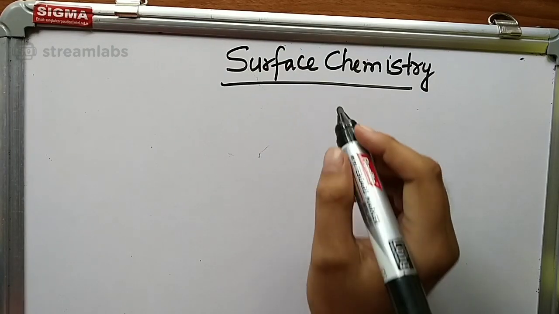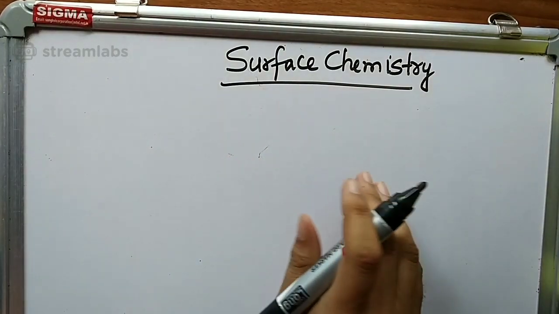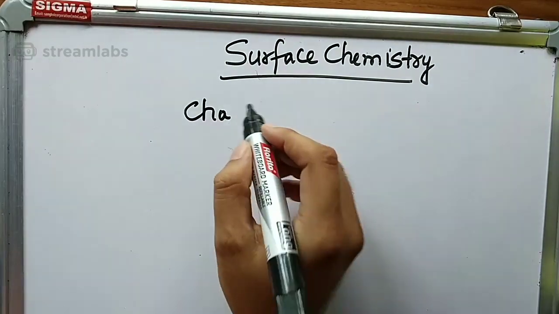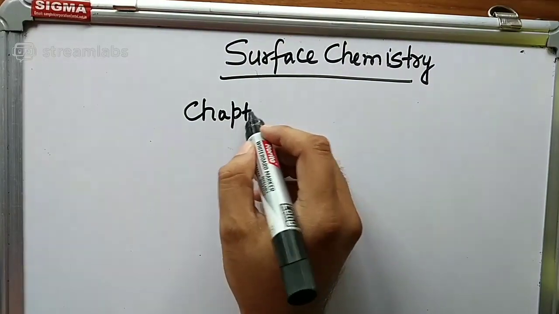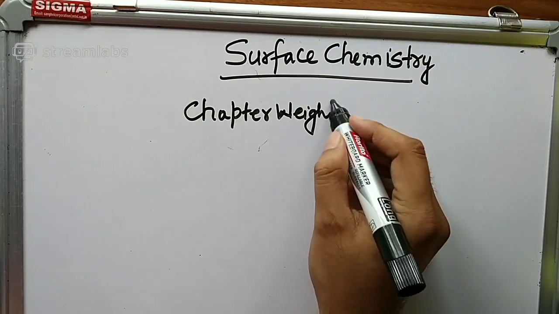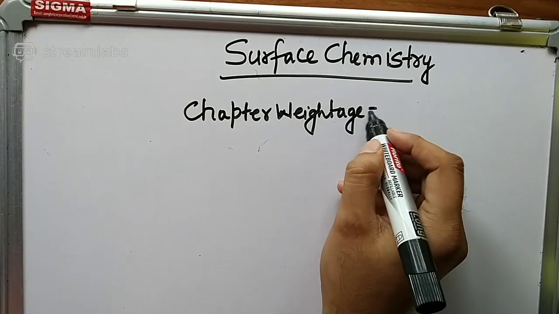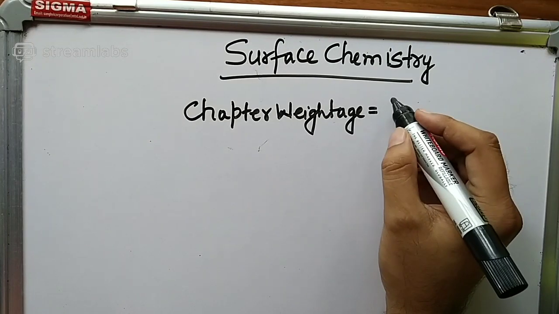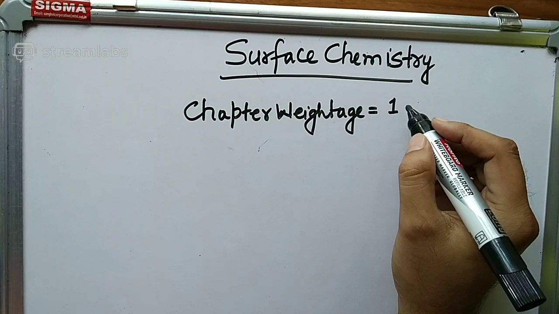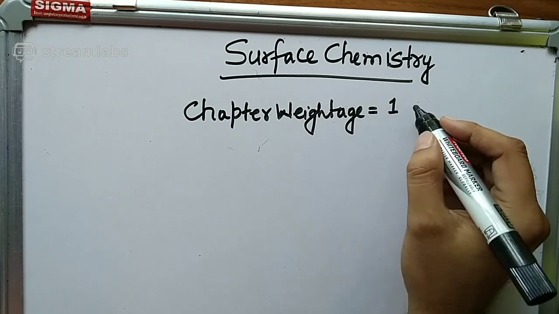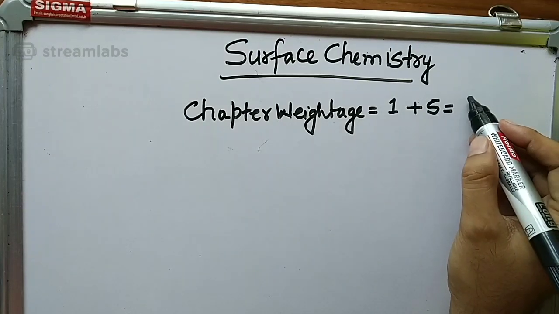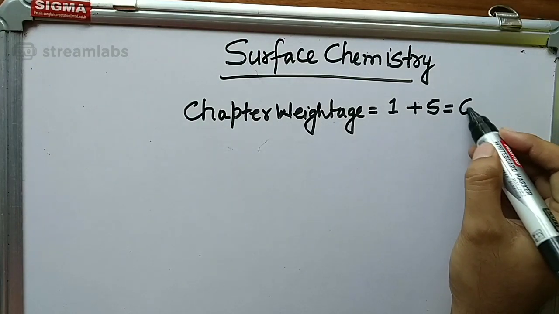Now, as I always start the new chapter by telling the chapter weightage, let me tell you what is the chapter weightage given for this in the annual examination. Chapter weightage is equal to 1 mark question. One mark question would be asked in the annual examination, students, plus 1 5-mark question. So this will be equal to totally 6 marks.